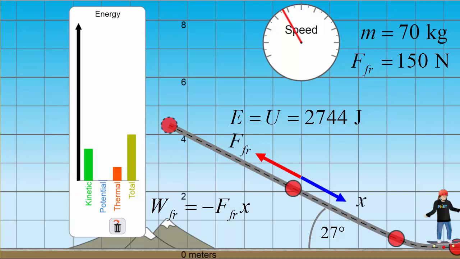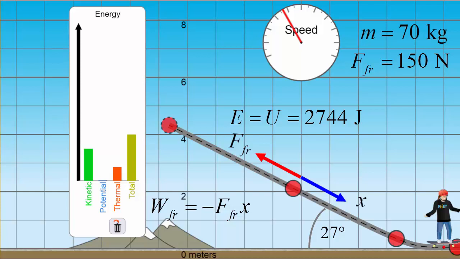So what is the total length that friction does work? That is, what is the displacement, x, in the work formula? The length of the ramp can be determined by simple trigonometry to give us 9 meters. What then is the total work done by friction? Using the work formula, this gives us the work done by friction to be 1,350 joules.